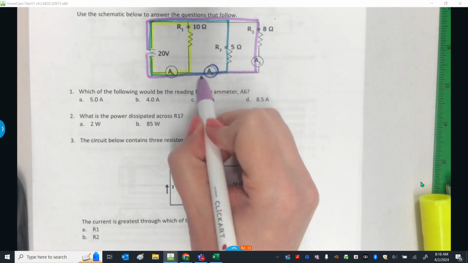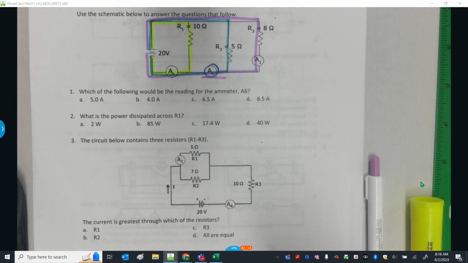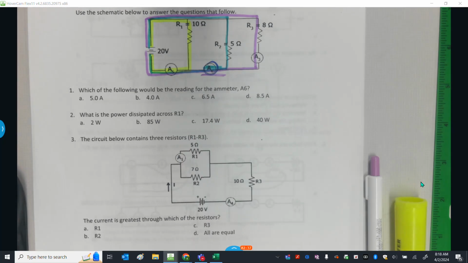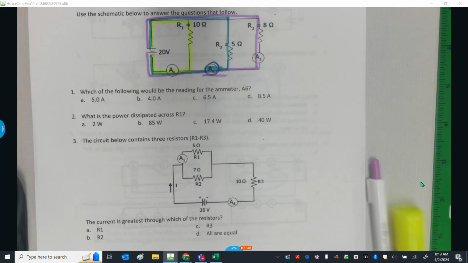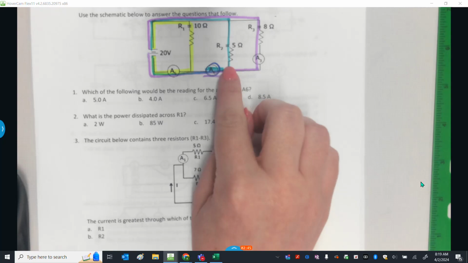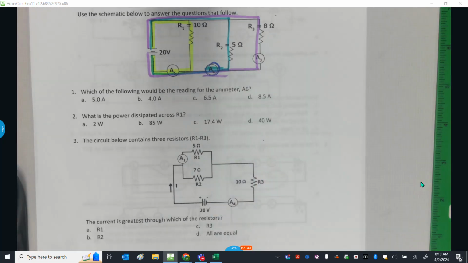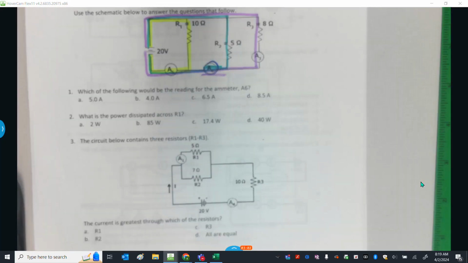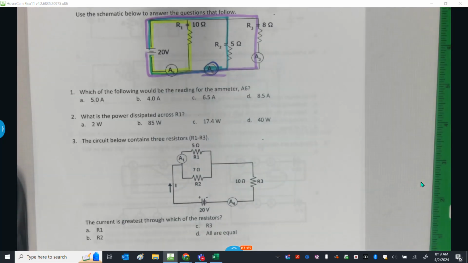So A6 has both the purple and the blue going through it, which means if I want to determine what the reading would be, I need to figure out how much current flows along this blue loop and how much current flows along this purple loop and add them together. Alternatively, I could find the total current of the circuit and subtract this yellow loop. That's another way to get to the same answer, because all of the current goes through here except for the yellow part. Okay, I'm not going to do it that way, although it is an okay way to do it. I'm just going to go ahead and solve for the current through here and here and add them together.